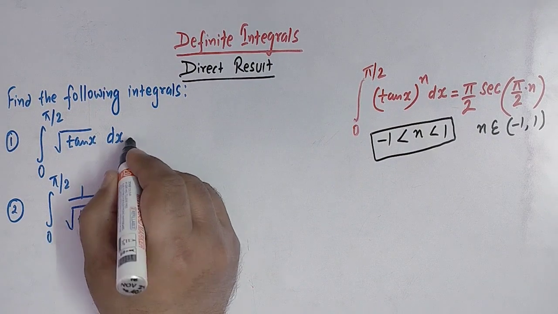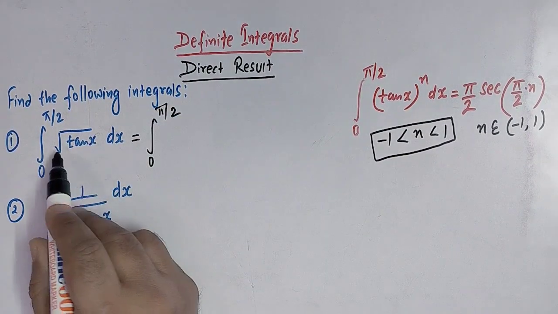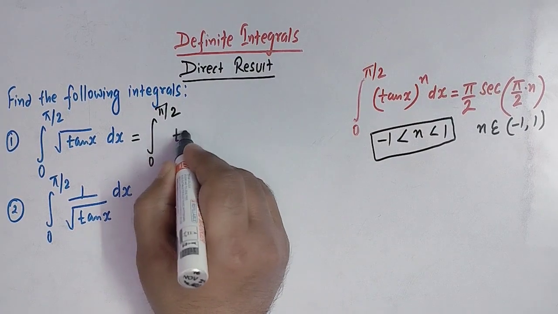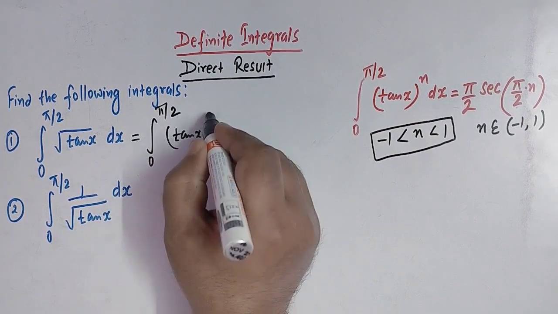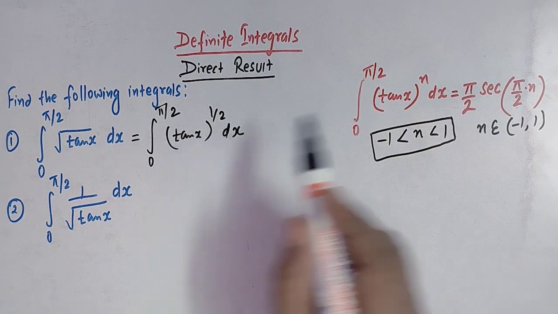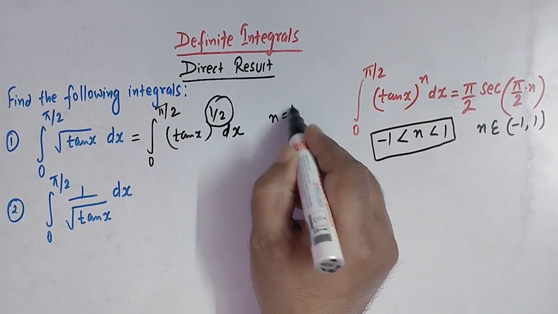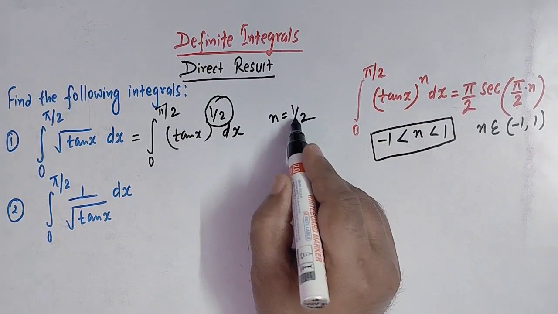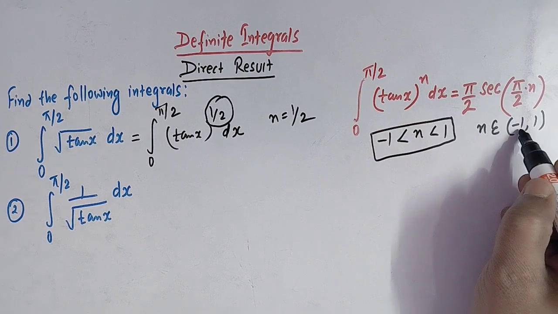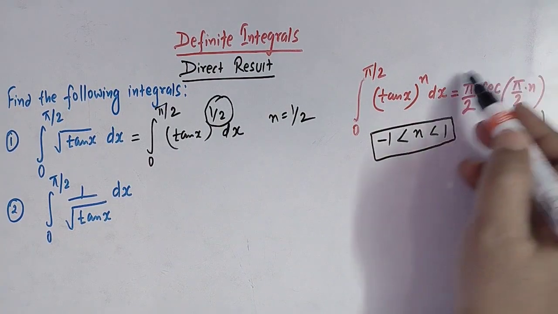So in the first integral, we can write 0 to pi by 2, and here we have square root of tan x, so we have tan x raised to half dx. Now if we compare this integral with this one, then the value of n is half, and obviously half belongs to this interval minus 1 to 1. So we can apply this rule.